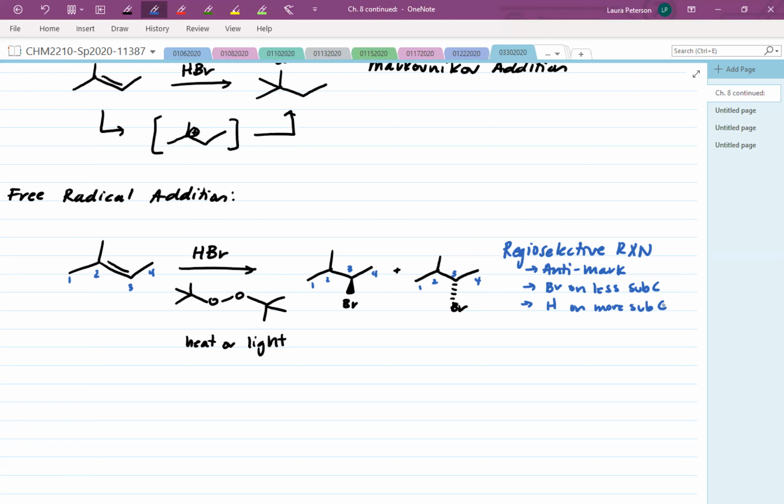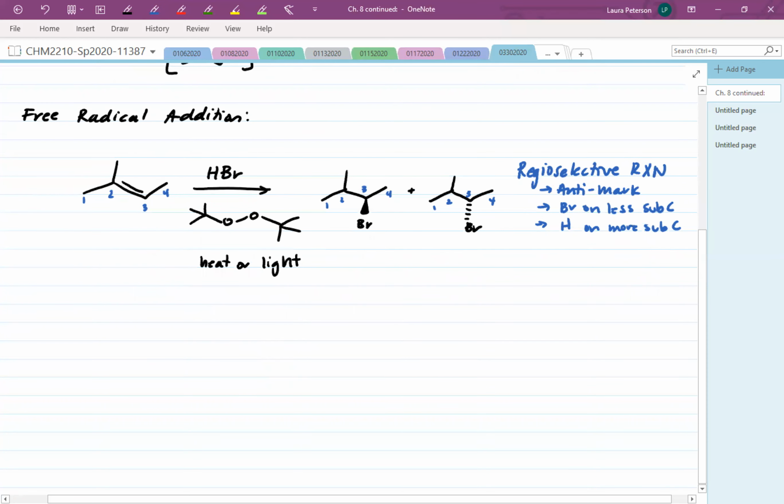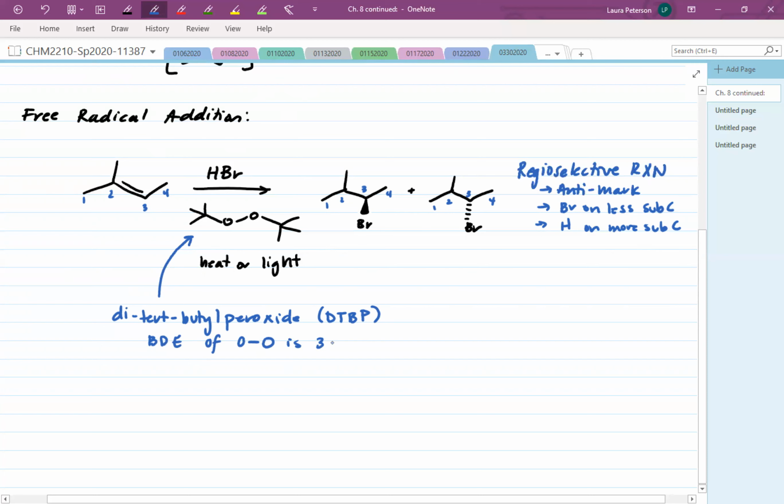Before we jump into the mechanism, let's look at that free radical initiator that I was telling you about. This molecule here is called ditert-butyl peroxide, for the two tert-butyl groups. We can abbreviate that as DTBP. And why we're going to use that is because the BDE of the oxygen-oxygen single bond is 36 kcals per mole.